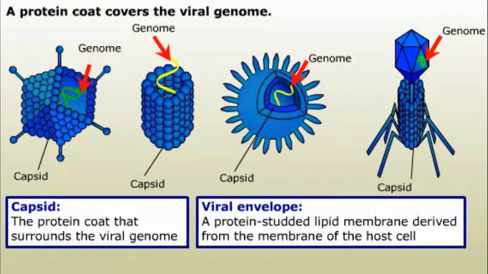The viral genome is a single nucleic acid molecule containing anywhere from a few genes to a few hundred genes. Depending on the virus, the genome is DNA or RNA, single-stranded or double-stranded. The protein coat is called a capsid, and it's made of smaller protein subunits.